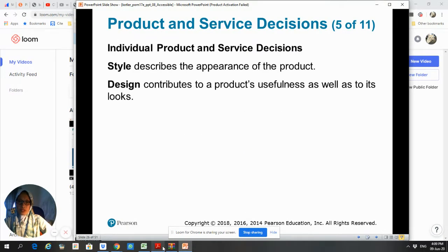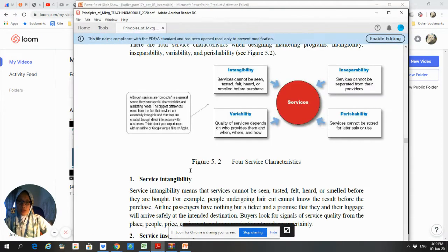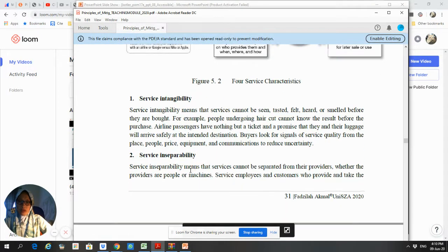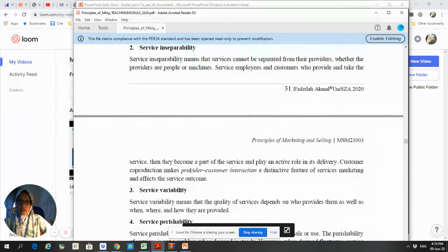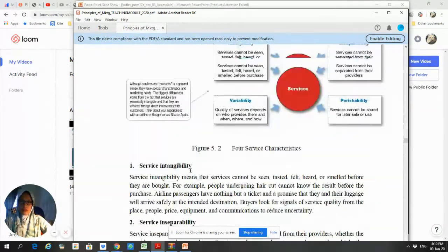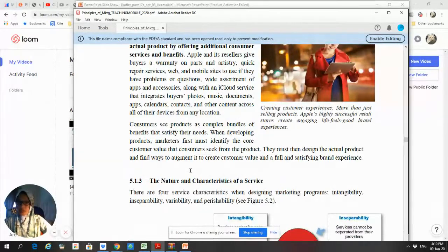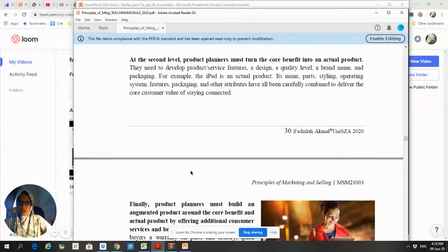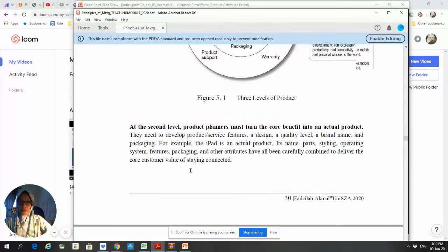So I want to browse on. I'll try to tally with the module as well. Okay, maybe you cannot see it on FB live here.